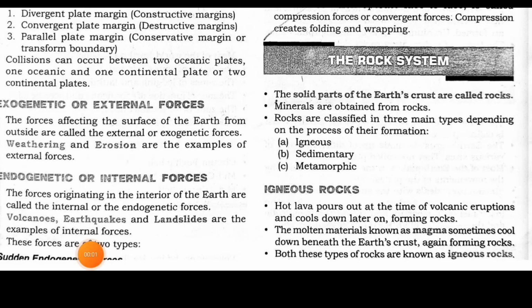In the previous lesson we learned the internal structure and composition of the earth, and today we will learn the rock system. The solid parts of the earth's crust are called rocks. Minerals are obtained from the rocks. Rocks are classified into three main types depending on the process of their formation: igneous, sedimentary, metamorphic.